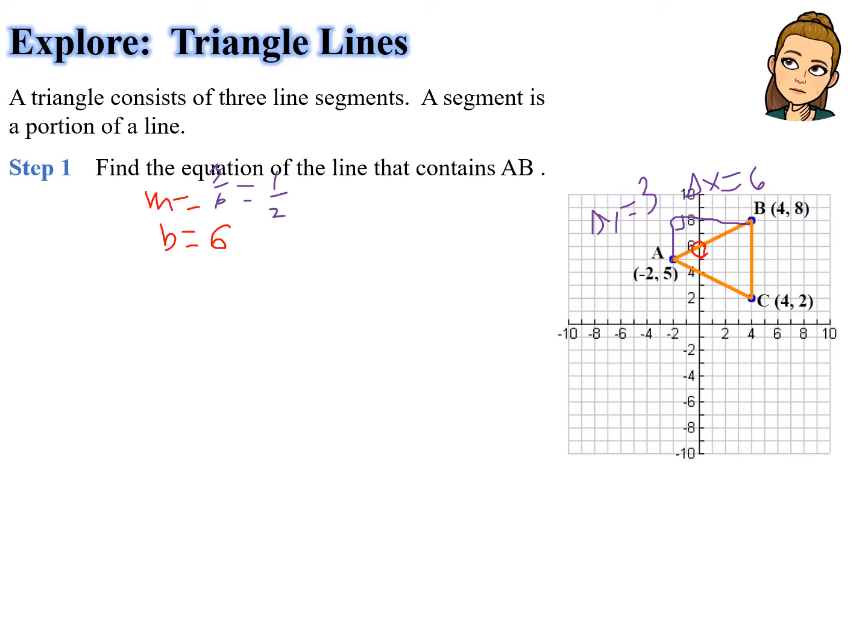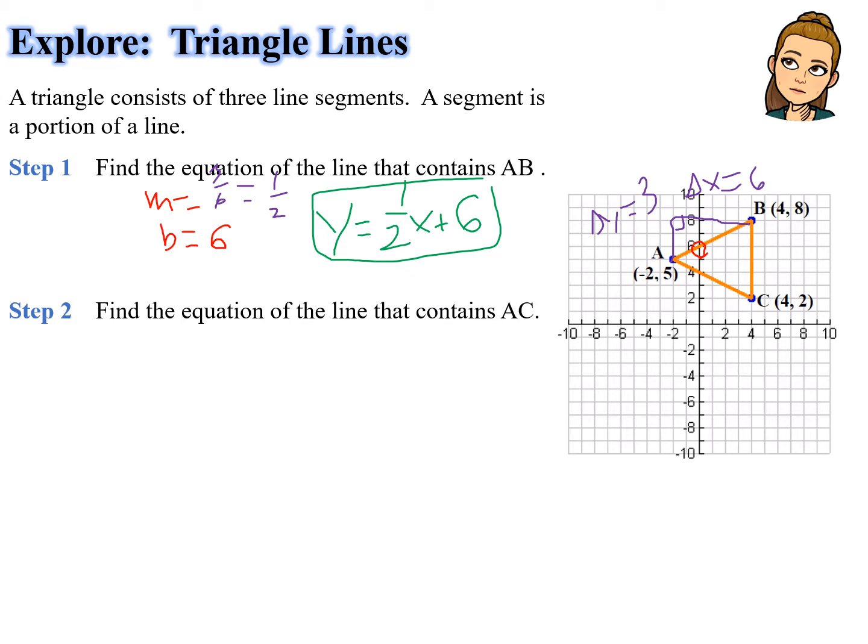Now I'm going to write the equation of the line. Again, I'm just going to plug the pieces in that I know. Y equals my slope times x plus that start value, plus my y-intercept. Well, now let's do it again for the line that contains AC. So first things first, I'm going to try to find my slope and intercept.